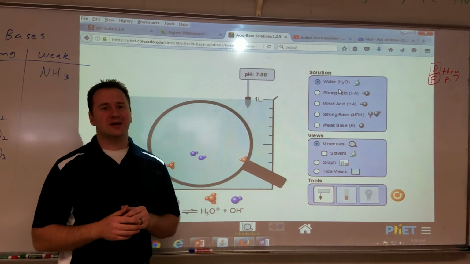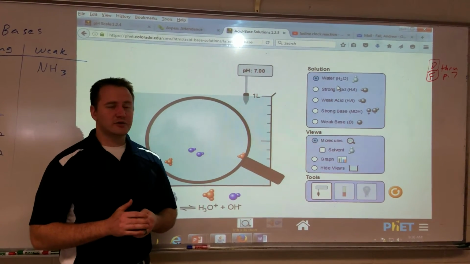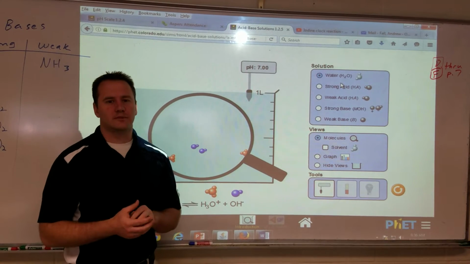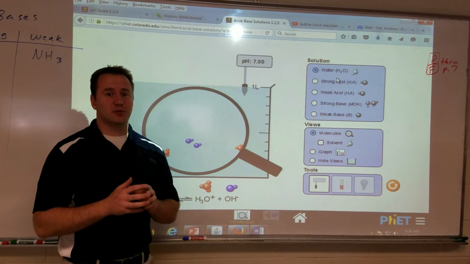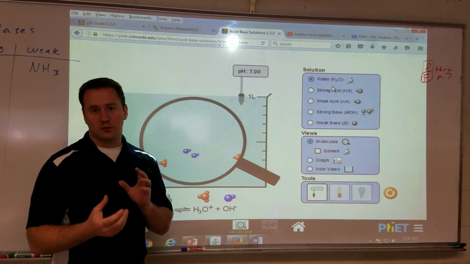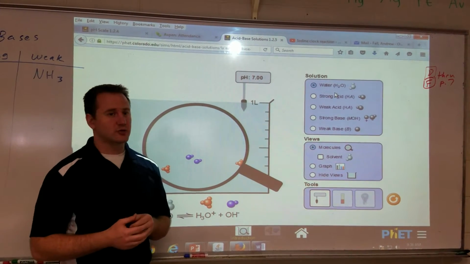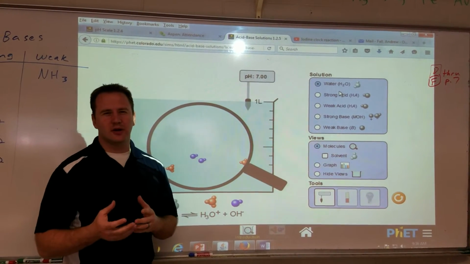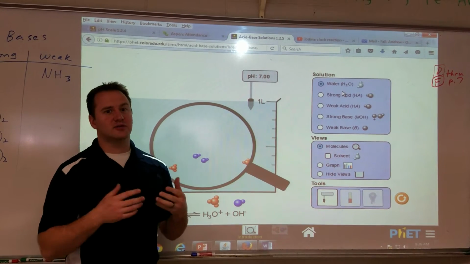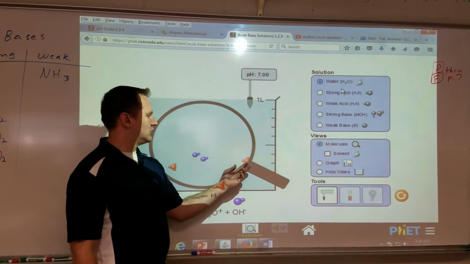Talk about strong and weak acids and bases, and we're going to talk about how they break apart in water. You're going to see that strong acids break apart pretty much every time, so 100% of the strong acid molecules will break apart in a solution, whereas you don't have that in a weak acid. You only have some of them break apart. But first, let's look at neutral water.